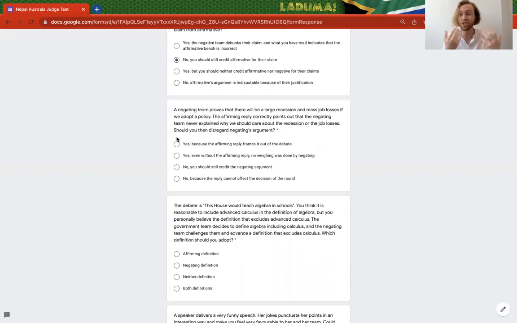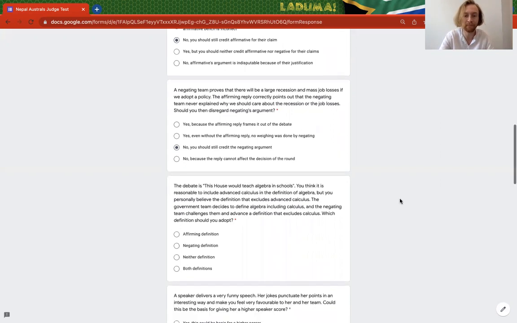So in this debate, it is just true that the globally informed citizen probably believes that large job losses are bad, large recessions are bad, and it's not sufficient just to point out that it hasn't been proven that these things are bad. So what you can say is you should still credit the negating team's argument, though of course you can credit it less had there been compelling arguments as to why we shouldn't care about large recessions, and the affirming team can make you care about it more by going into more detailed explanation of why this is such an important thing to care about.